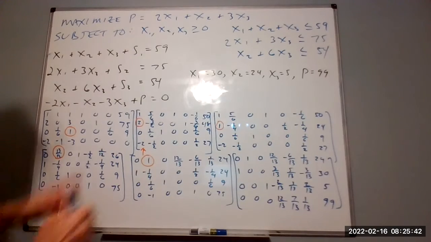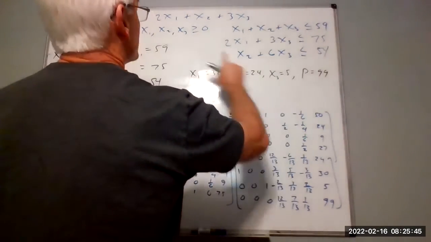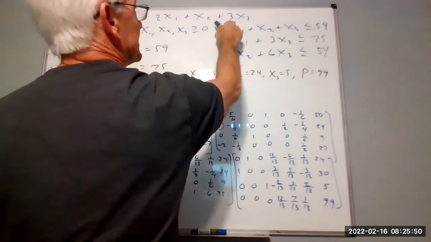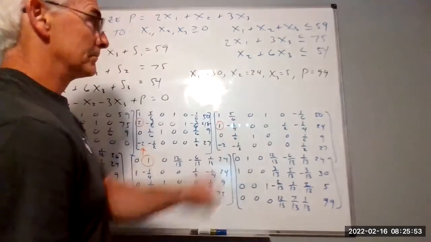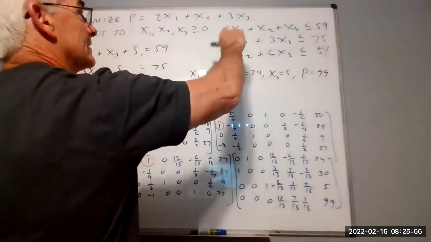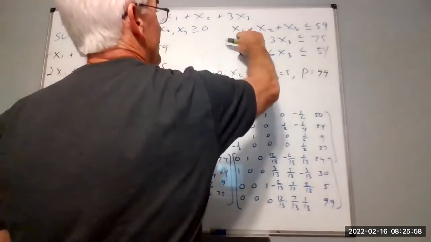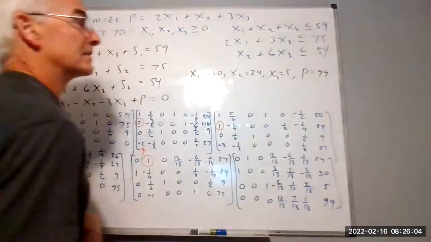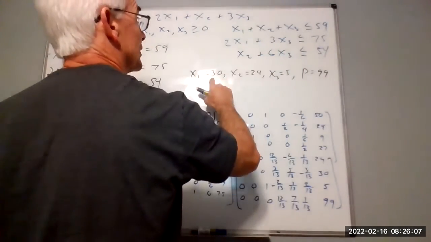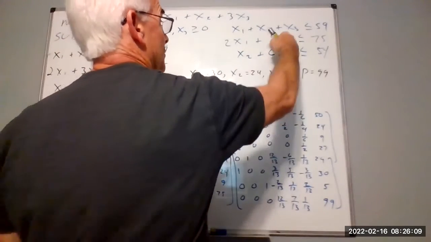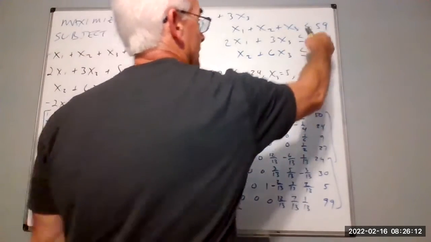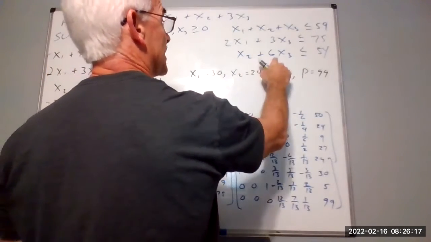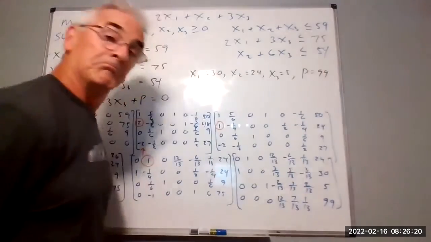Now I think that's the right answer. Let's now go back and check. Let's use these numbers first. So 2 times 30, that's 60, plus 24, that's 84, plus 3 times 5, that's 99. Okay. Now going back to my inequalities, 30 plus 24 plus 5, that is equal to 59. There is nothing left. 2 times 30, 60, plus 3 times 5, that would be 75. Boom. And finally, x2, which is 24, plus 6 times 5, 30, is equal to 54.